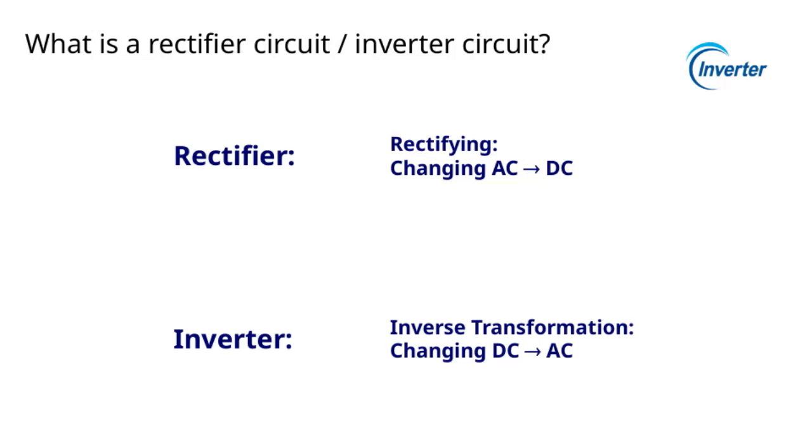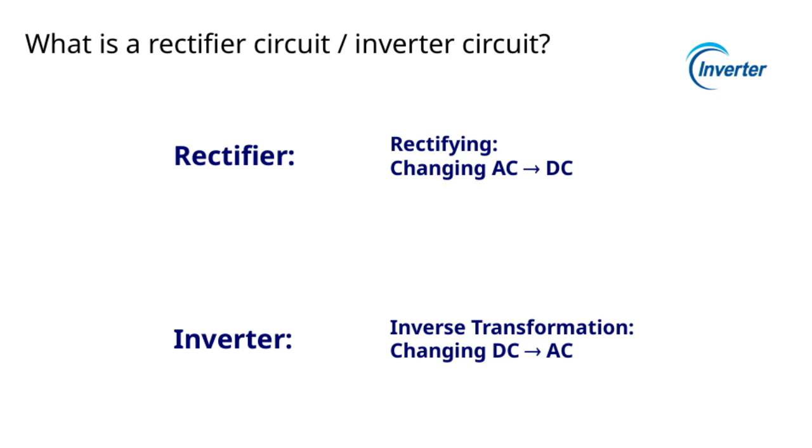Let's take a closer look at some key concepts related to power conversion. First, we have the inverse transformation, which involves changing direct current, or DC, into alternating current, or AC. This process is essential when we need to supply AC power from DC sources like batteries or solar panels. Next, there's rectifying, which is the opposite process, converting AC back into DC. Rectifiers are commonly used in power supplies to provide a steady DC output from an AC source.